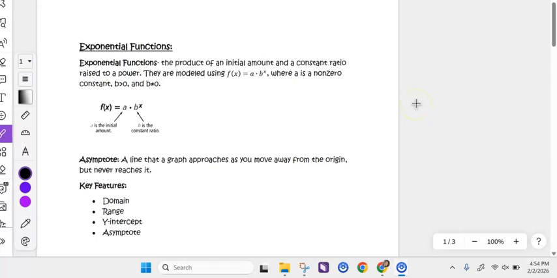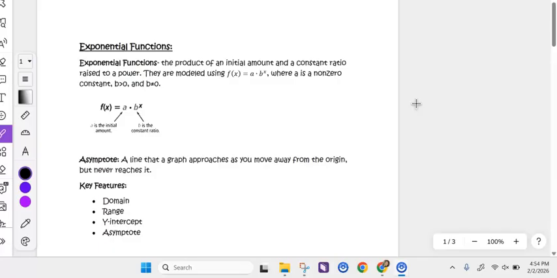Okay, so this video is over an introduction of exponential functions. Exponential functions are the product of an initial amount and a constant ratio raised to a power. They are modeled using f of x equals a times b to the x, where a is a non-zero constant, b is greater than 0, and b does not equal 1.